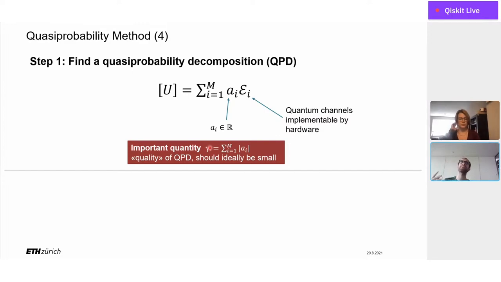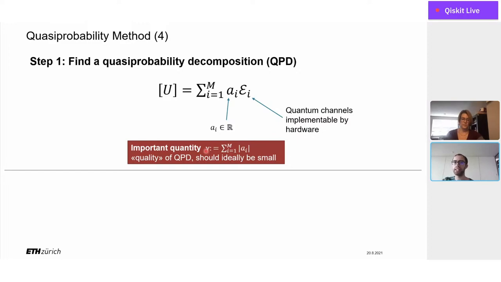And in a certain sense, you can think of the gamma factor as being a measure of the negativity of the quasi-probability decomposition, because the coefficients a_i, you can quickly see that they must sum up to one, but they can also be negative, right? They don't have to be positive. So because of that, gamma can be seen as a measure of negativity of the decomposition.